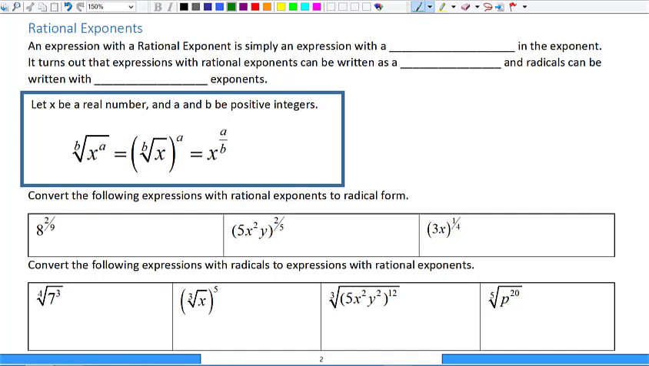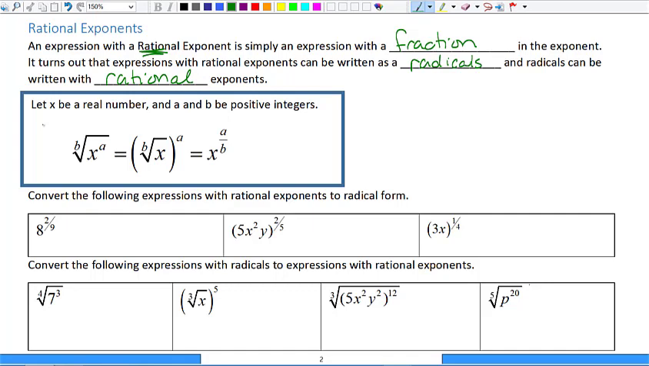Rational exponents. An expression with a rational exponent is simply an expression with a fraction in the exponent. Yay, that's what the word rational means. You see that word ratio in the word rational? Ratio is a fraction. So it turns out that expressions with rational exponents can be written as radicals, which is why they belong in this lesson today. And radicals can be rewritten with rational exponents. So they can go forwards and backwards.